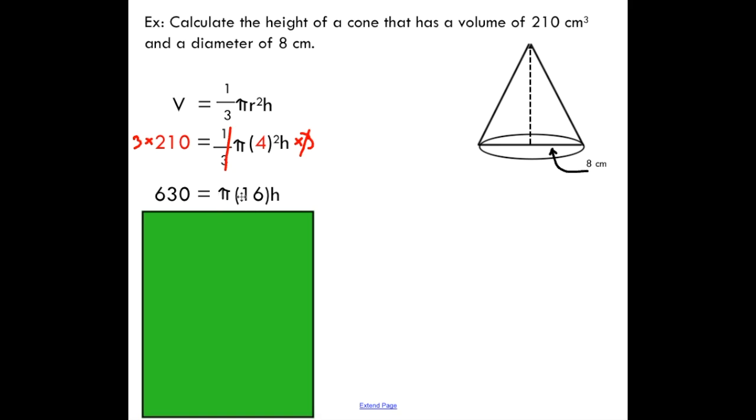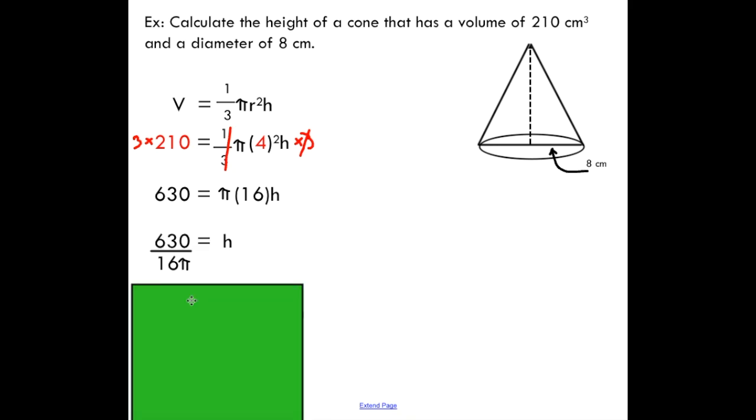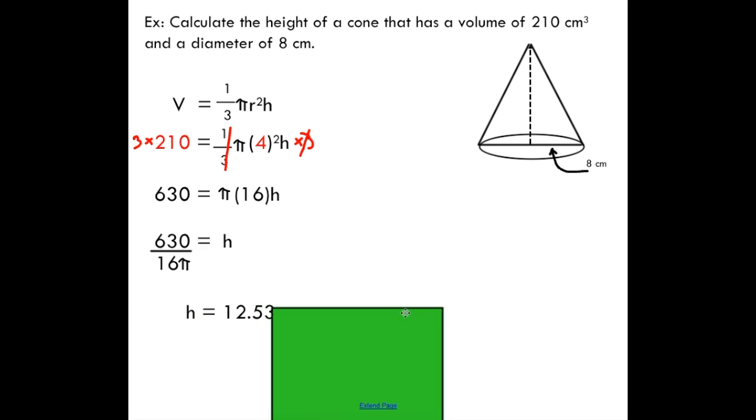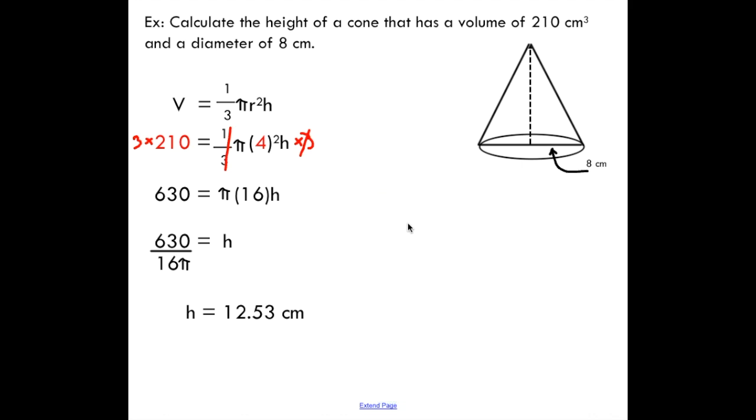So to get rid of these guys, I'm going to simply divide both sides by pi and divide both sides by 16. And that should give you a nice value for h. I got 12.53 centimeters. You might get something a little different if you use 3.14 instead of the exact value of pi, but in the end, you should get something around 12 centimeters, and that should be the height of your cone.